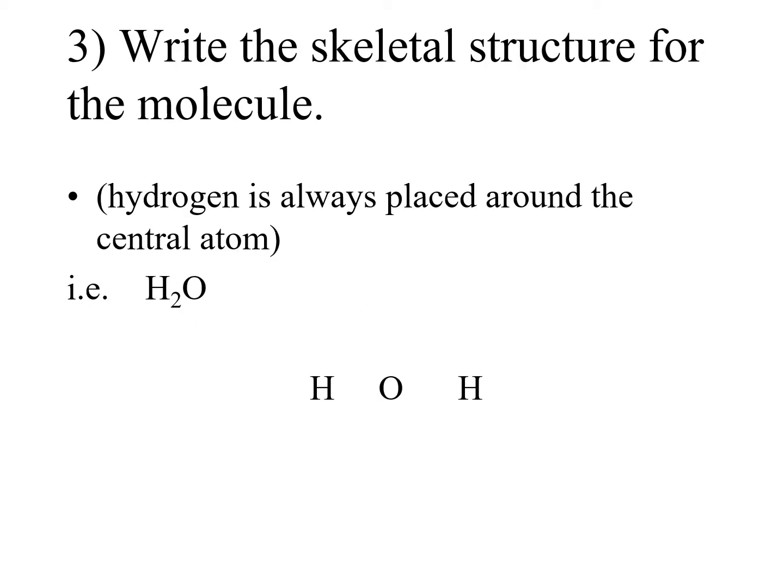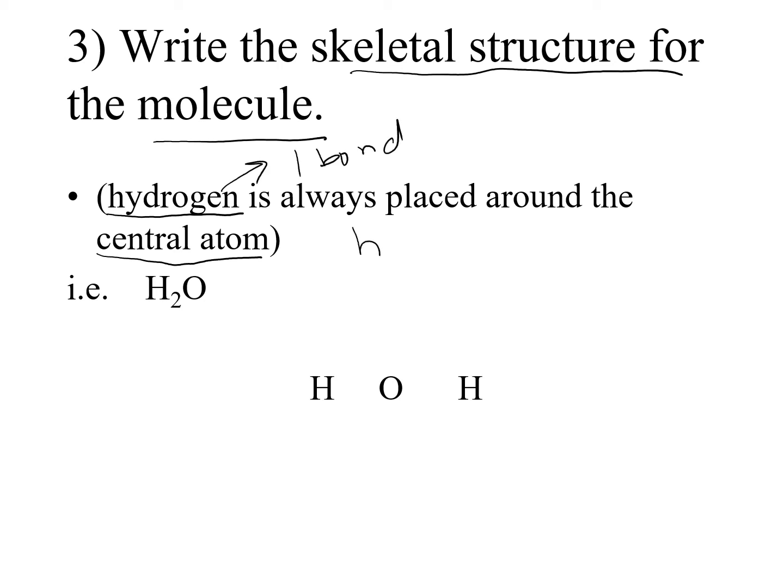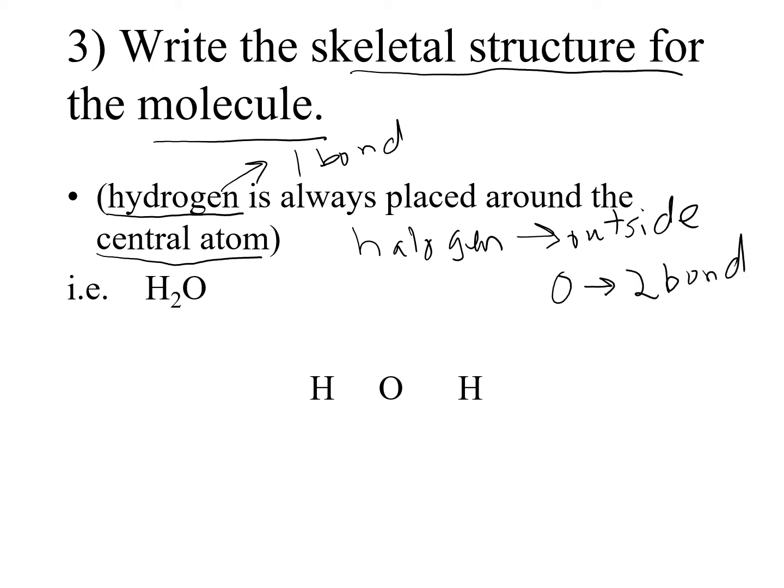Rule number 3 is to write the skeletal structure for the molecule. So the skeletal structure is determining which atom is going to be the center and what's going to be on the outside of that center atom. As a rule of thumb, hydrogen is always going to be placed around the central atom because hydrogen can only form 1 bond. We can also say our halogens always form only 1 bond. So halogens will also be on the outside, placed around your central atom. And if we look at oxygen, oxygen we know can form 2 bonds. So the more bonds your element can form, that's the one that's going to be in the center. So oxygen needs to be the center between our hydrogens.